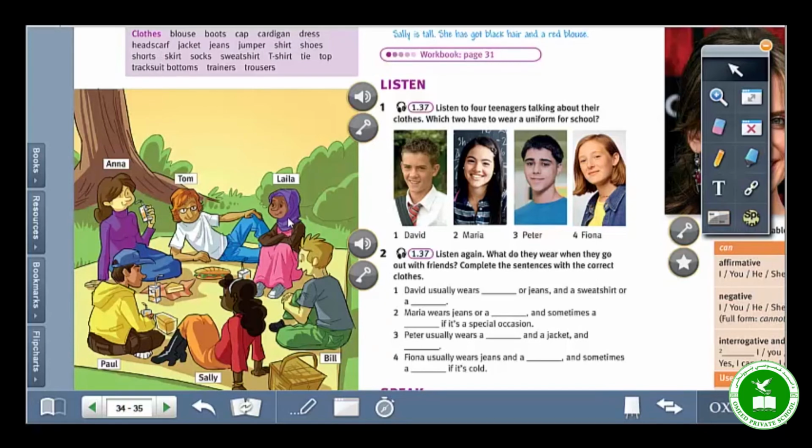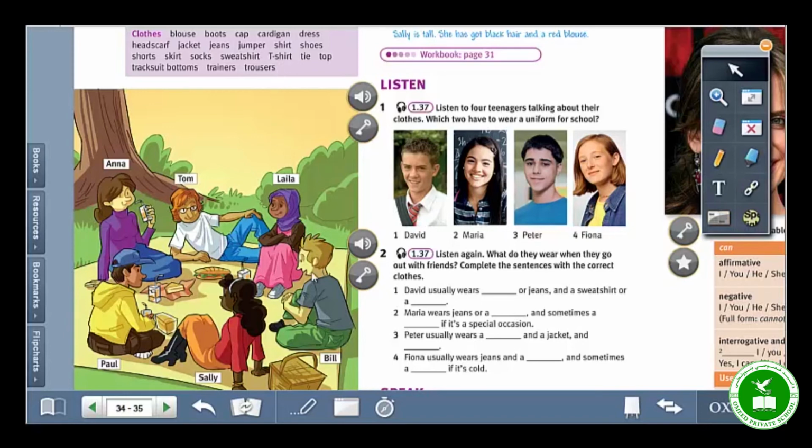Headscarf. You know headscarf? This is a headscarf. Jacket. Jeans. Jeans means in our language we say patlun. Jumper. Jumper is a kind of coat. Okay. Shirt, shoes, shorts. Shorts, land patlun. In Pashto we say land patlun. Skirt, in Pashto we say laman. Socks, jarapi. Sweatshirt, a kind of shirt. T-shirt, again the same shirt.